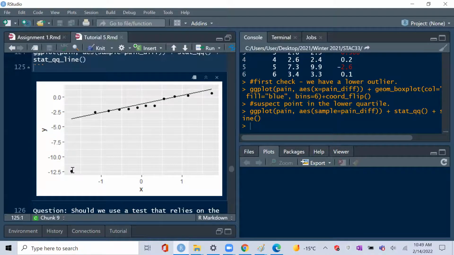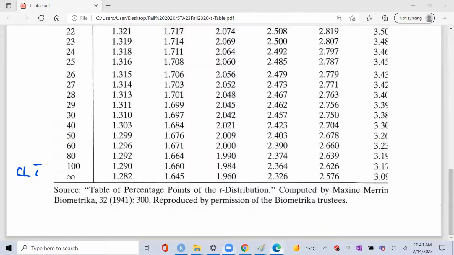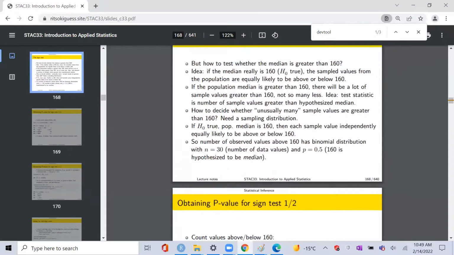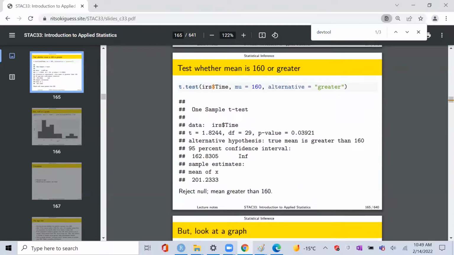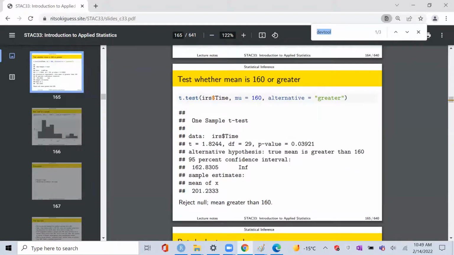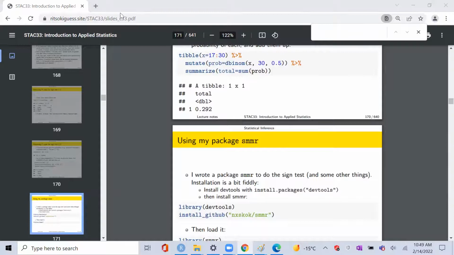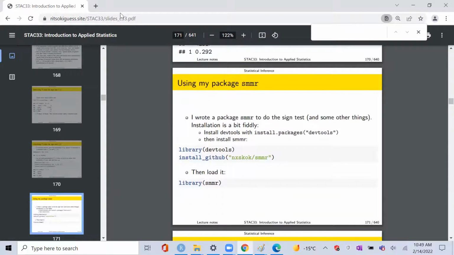So in the lectures, Ken has a package. You need to download a couple of things, so please check, guys, because the worst thing that can happen is you haven't figured this out before the test. Here's what you have to do. You need to install devtools. That's in CRAN. However, the package SMMR is not in CRAN.